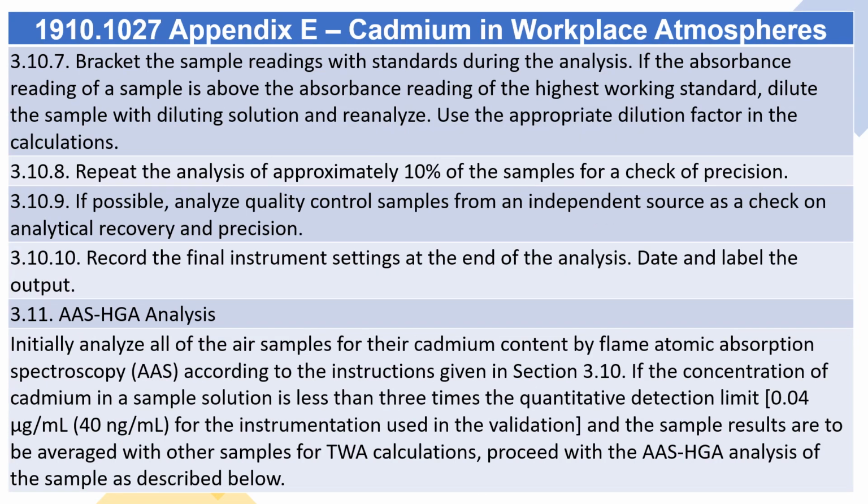3.10.7. Bracket the sample readings with standards during the analysis. If the absorbance reading of a sample is above the absorbance reading of the highest working standard, dilute the sample with diluting solution and reanalyze. Use the appropriate dilution factor in the calculations. 3.10.8. Repeat the analysis of approximately 10% of the samples for a check of precision. 3.10.9. If possible, analyze quality control samples from an independent source as a check on analytical recovery and precision.